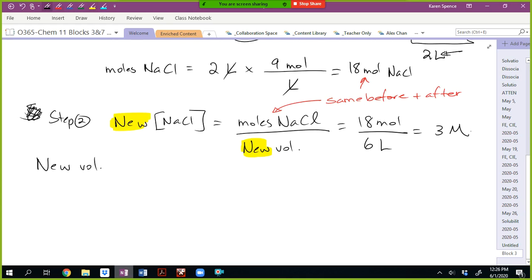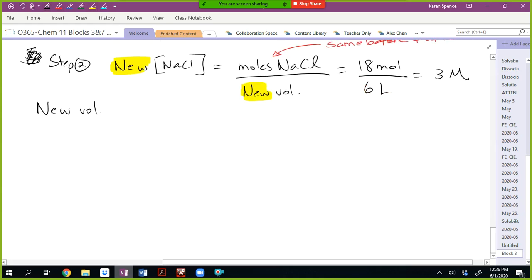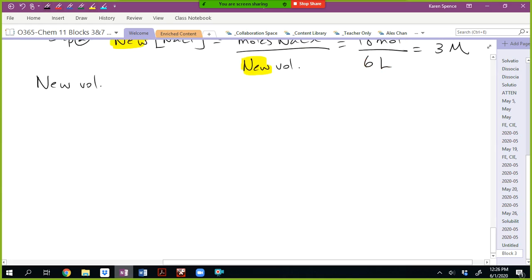And that's a dilution problem. Just find your moles, and then find the concentration. Just use your new volume to find the new concentration. That's it. Let's try one that's a little more complicated, but hardly.